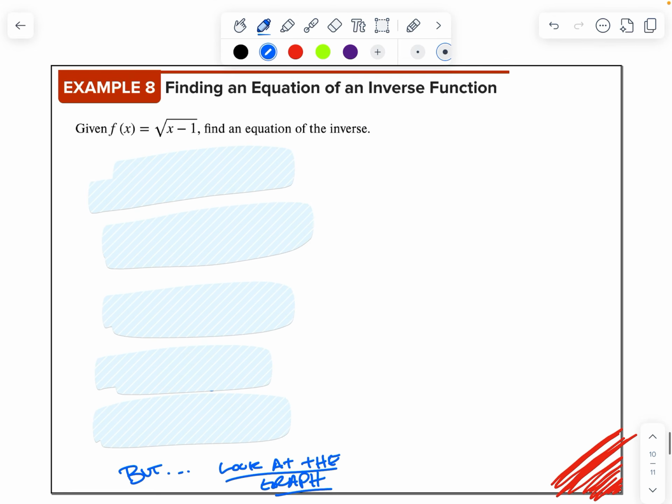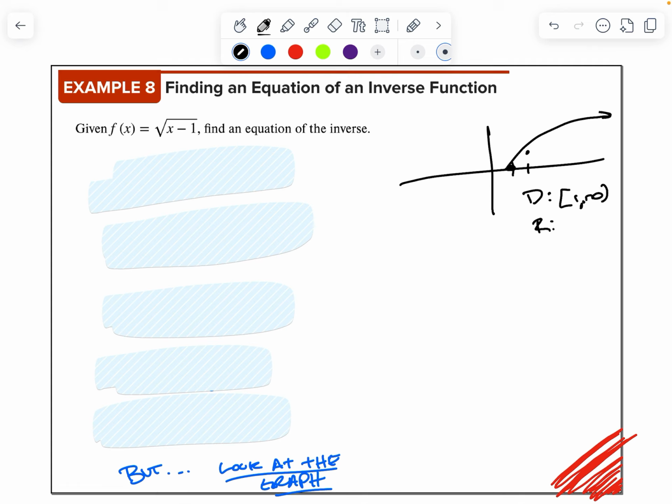Final example here. Given f of x equals square root of x minus 1, find the equation of its inverse. So first we can look at this graph. If we did the transformation, that shifts it to the right by 1. It's a regular square root function, so it should look something like this. That means that the domain is everything from 1 to infinity, and the range is everything from 0 to infinity. So down here, we need to have those reflected in our final answer.